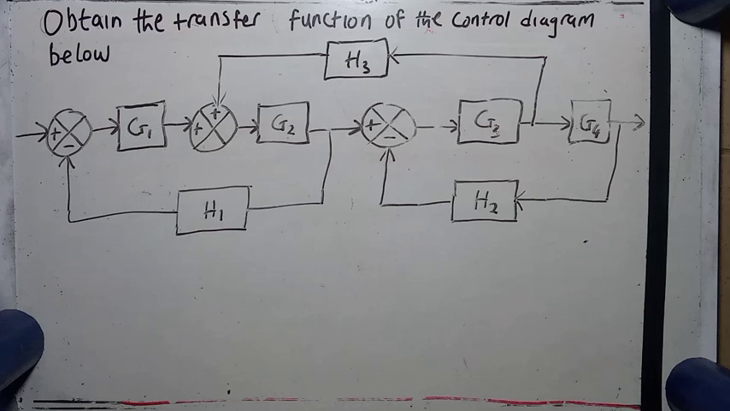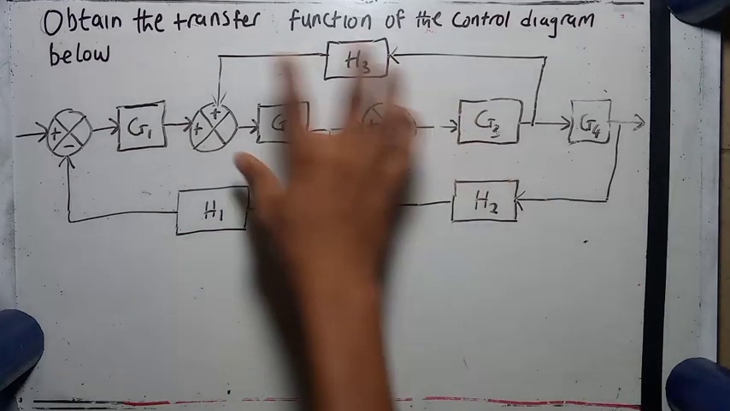Let us look at the question in front of us. It says obtain the transfer function of the control diagram below. The question is demanding that we reduce this diagram. So our aim is to reduce this diagram to just one block.